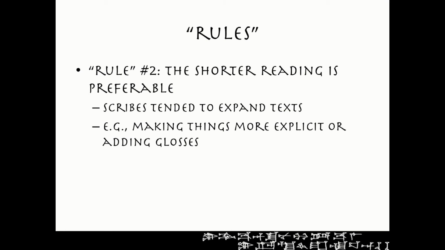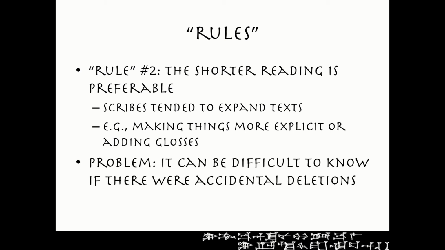So then that longer reading, that expanded reading, that gloss that was put on there, would represent a later correction or a later addition to the text. And so the shorter reading would be preferable. But you can't universally apply this, because it can be difficult to know if there were accidental deletions, right? So you can't just go to a text and say, well, this one is shorter, this one's longer, therefore the shorter one works, because it's not always the case.